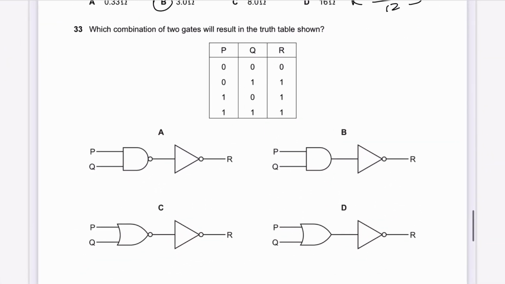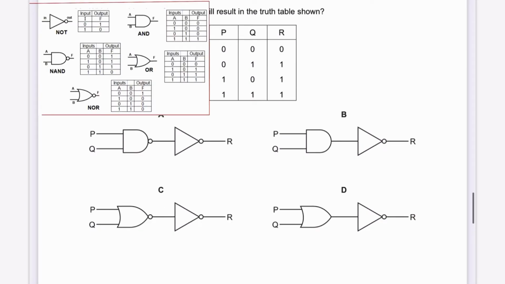Which combination of 2 gates will result in the truth table shown? Now, to make this easier for you guys, I added the truth tables of each logic gate. Now, first we have 2 zero inputs, which is giving us an output of 0. So let's see which truth table actually does that. So AND gate does that, and OR gate does that. Therefore, it has to be AND gate or OR gate. Let's write down our two options. The first one will either be AND, OR.